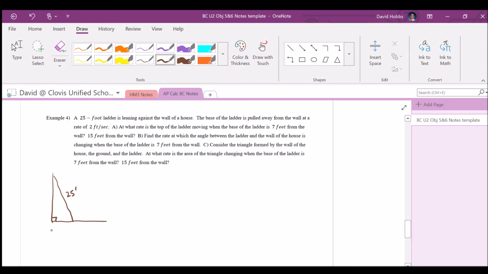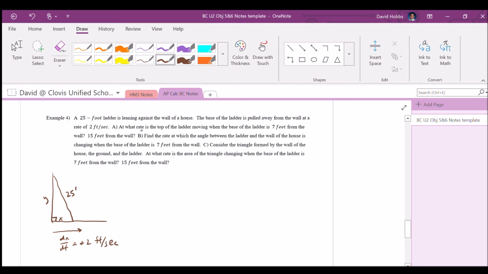So this length is a variable length, and if it's being pulled away from the wall, that length is increasing. I'm going to call it x. So it's a variable, and dx/dt is positive 2 feet per second. Now, if x is changing, that means the top of the ladder is coming down the wall, so y is also changing.